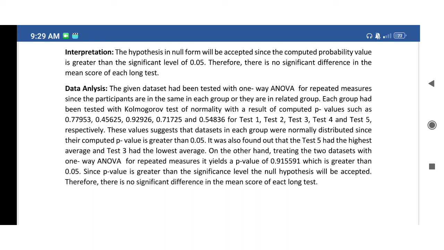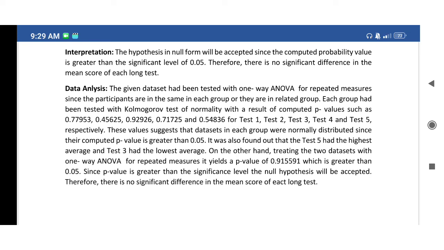Data analysis: the given dataset had been tested with one-way ANOVA for repeated measures since the participants are the same in each group, or they are related groups. Each group had been tested with the Kolmogorov test of normality with computed p-values of 0.77953, 0.45625, 0.92926, 0.71725, and 0.54836 for test 1, test 2, test 3, test 4, and test 5 respectively. These values suggest that the datasets in each group were normally distributed since their computed p-values are greater than 0.05.